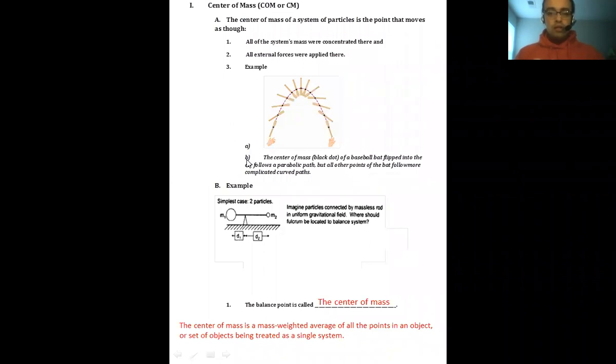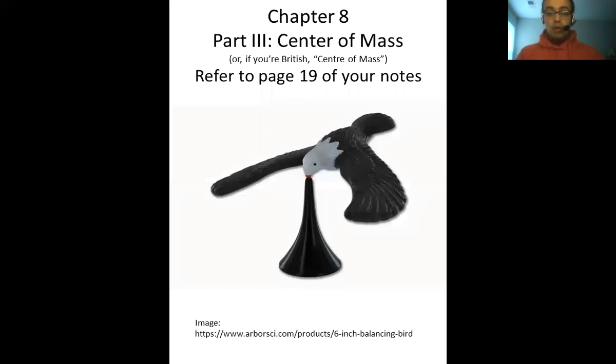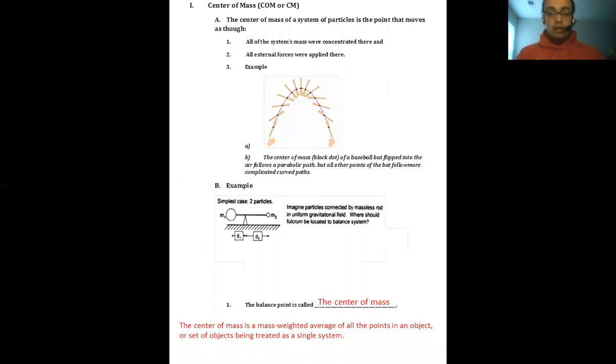So, to this point, we've studied systems that are balls or blocks or things that are fairly regular in shape. But how do you deal with something like a baseball bat or indeed the bird that we saw on the previous slide, where you have something which has a more complicated shape? The way that you handle this is using the concept of something called the center of mass, which is the point that moves as though all of the system's mass were concentrated there and all external forces were applied there.